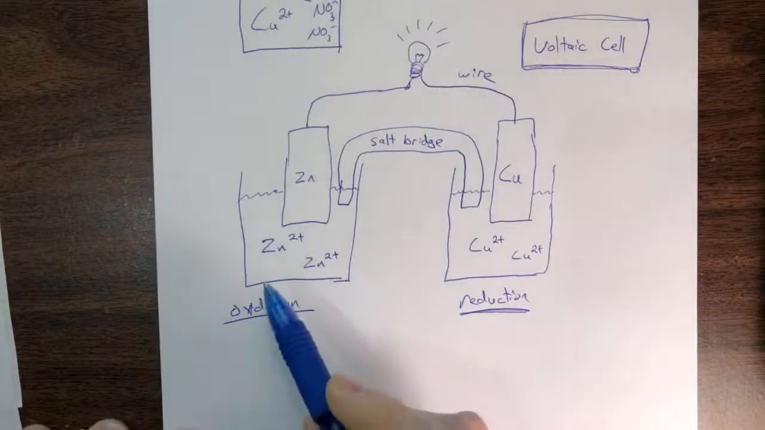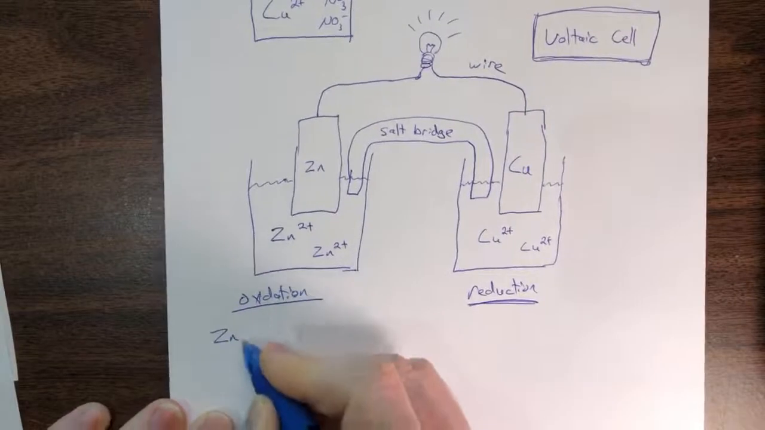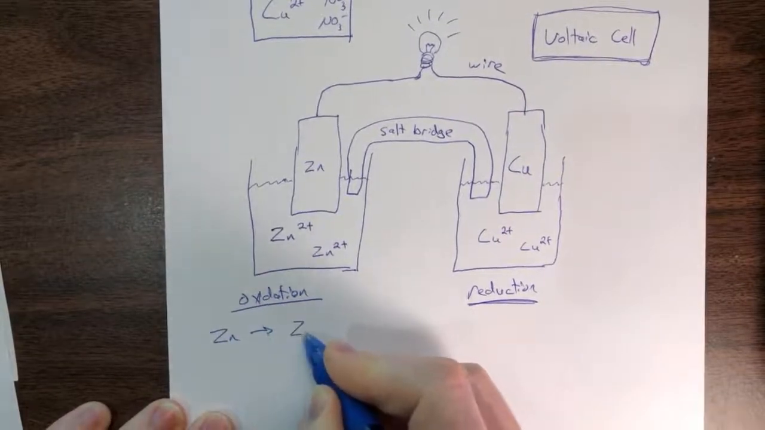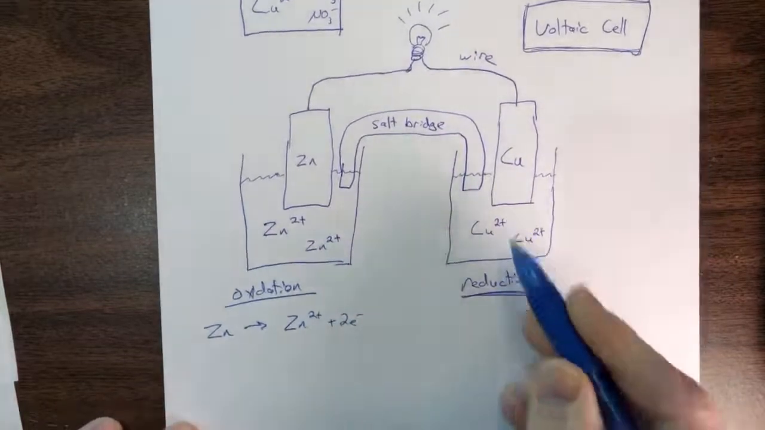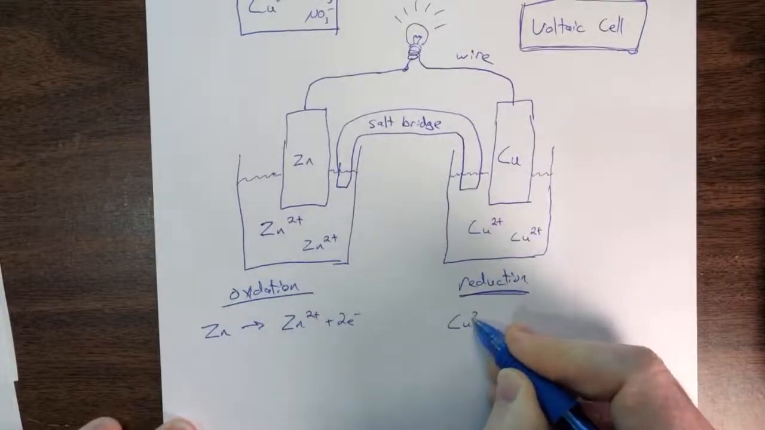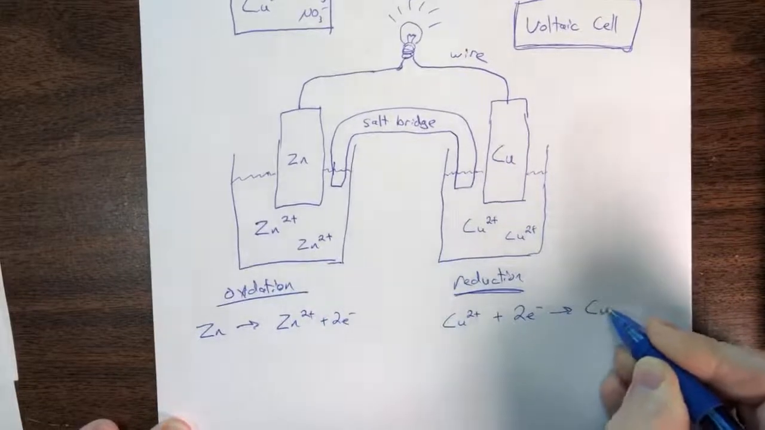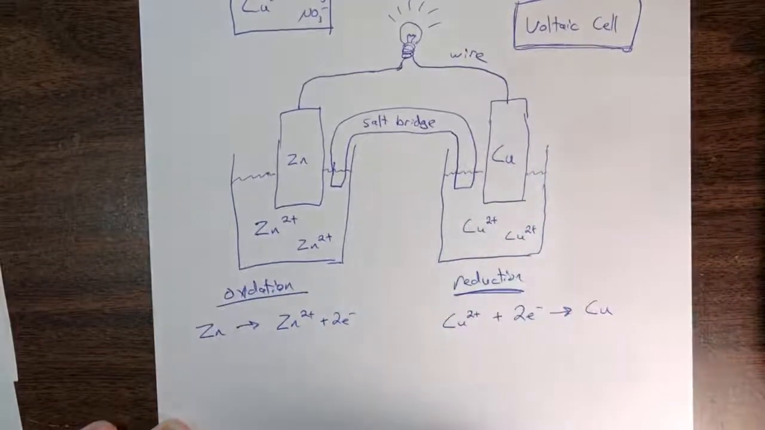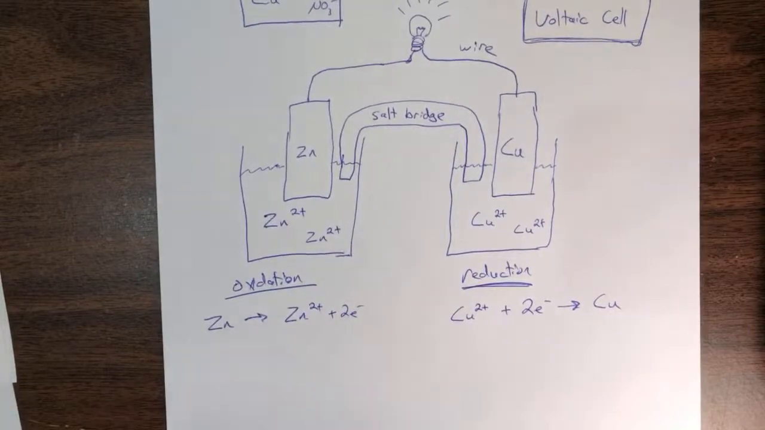So what reaction is that? Well, for the oxidation, zinc is going from Zn to Zn 2 plus plus 2 electrons. For the reduction, copper is going from Cu 2 plus plus 2 electrons to copper metal. That's what's happening in each of these. Notice that this one's flipped. Let's go ahead and get the voltage for each of these down here.